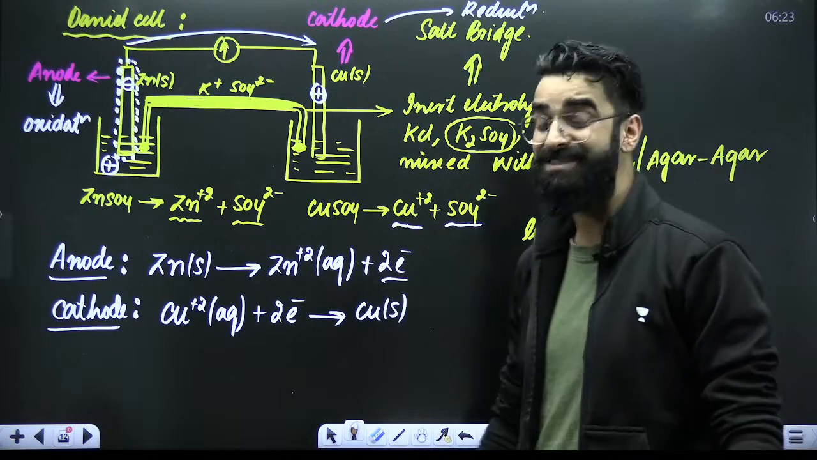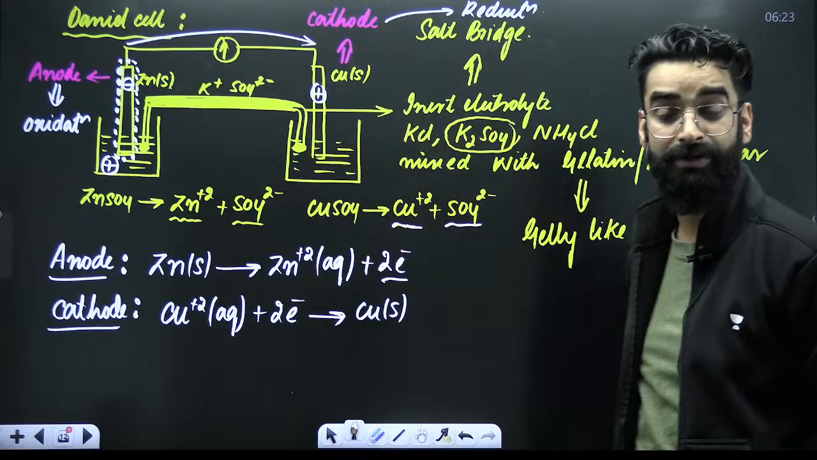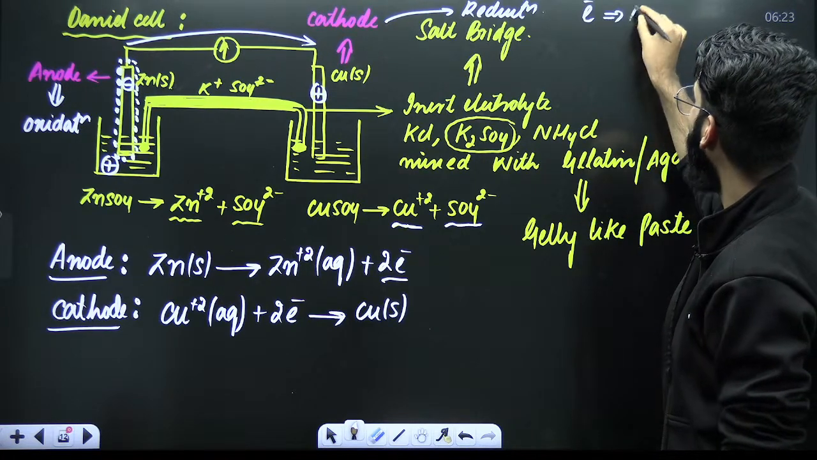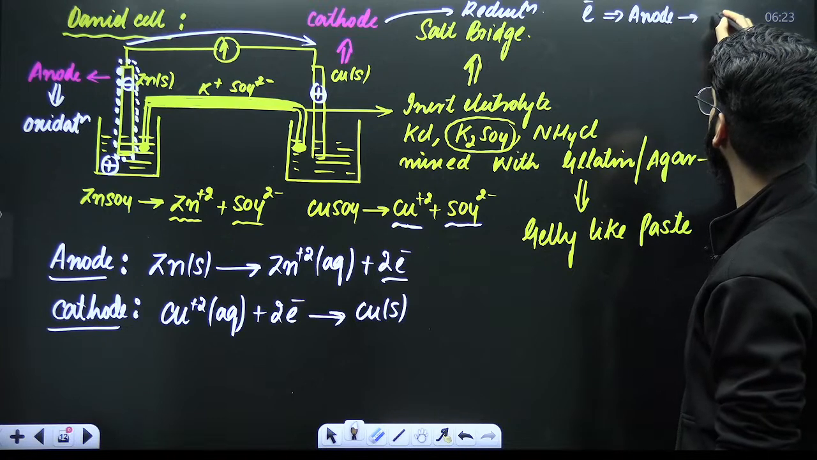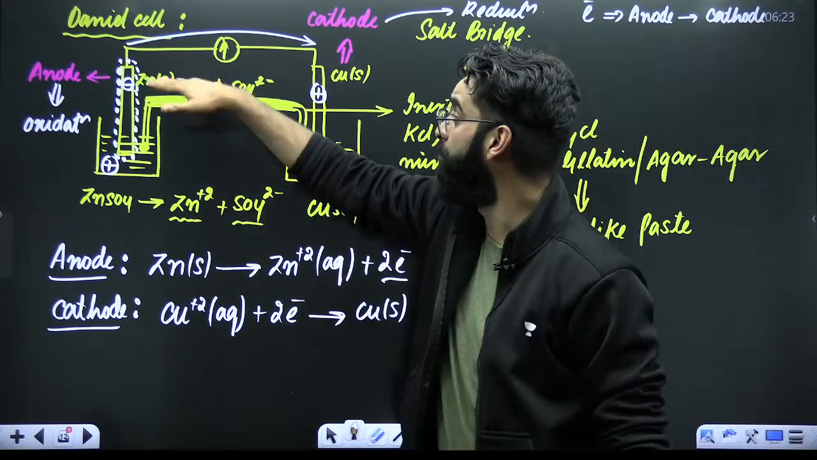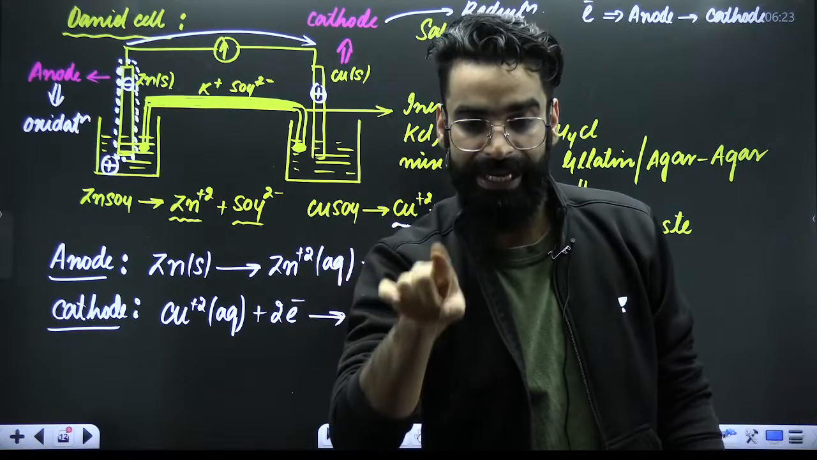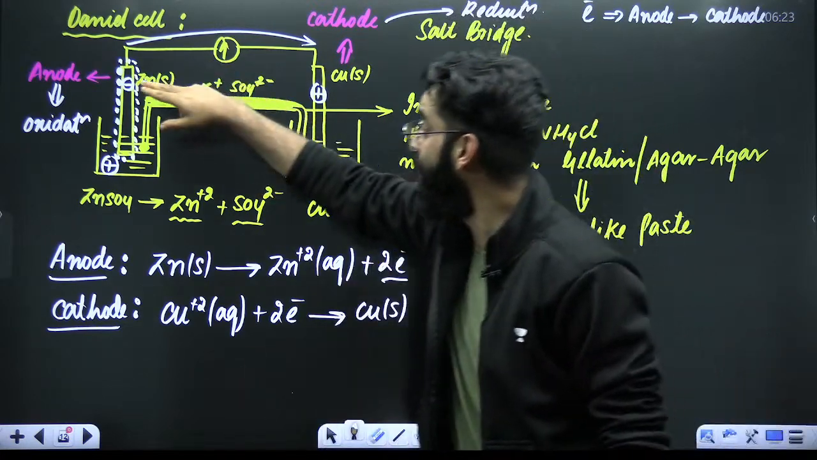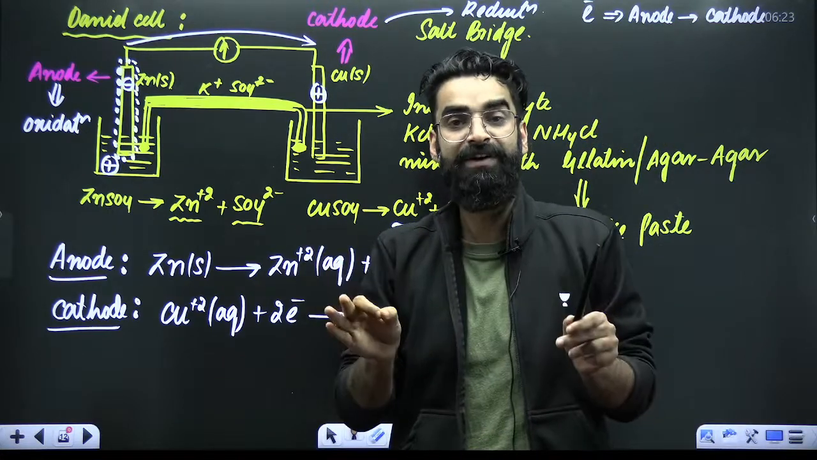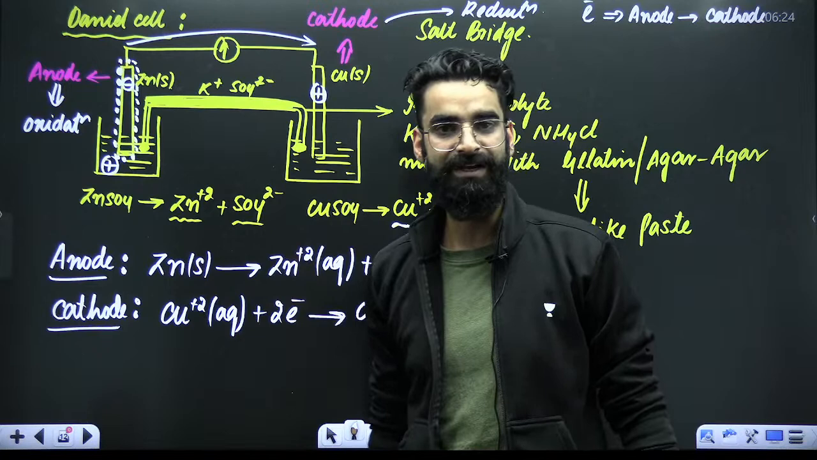Now, tell me what is happening. Can I say electrons are basically moving from anode to cathode? This positive charge rod is attracting the electrons towards itself, due to which electrons are moving from anode to cathode, from zinc to copper. Now, is it just the movement of electrons? No, it is not just the movement of electrons. It is movement of electrons in a particular direction. It is movement of charge in a particular direction. And whenever you see electrons moving in a particular direction, current will automatically be generated here, right?